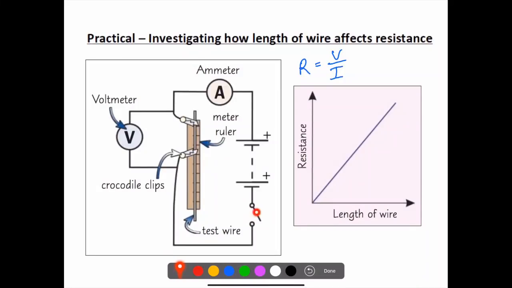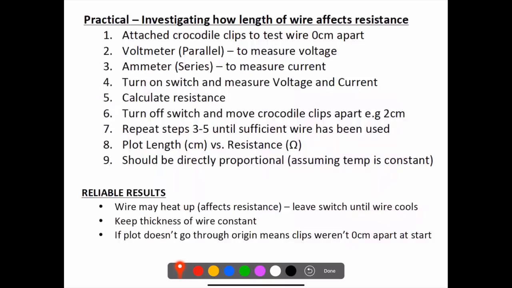So you turn this off, you open it again, and then you keep one of these crocodiles in place, and you take the other one and you start to move it back. And then you close your switch, and then you measure again, and then calculate R. Then you open switch, move it back, close the switch, measure, calculate R. So you keep doing that. So turn off switch, move crocodile clips, repeat steps 3 to 5 until all the wire has been used, and then you're going to plot length of wire versus resistance, and it should be directly proportional.